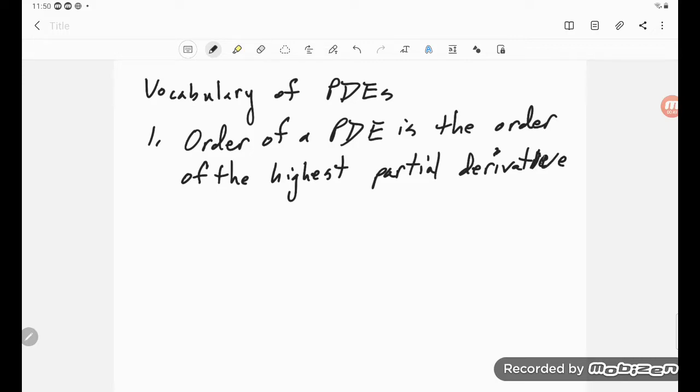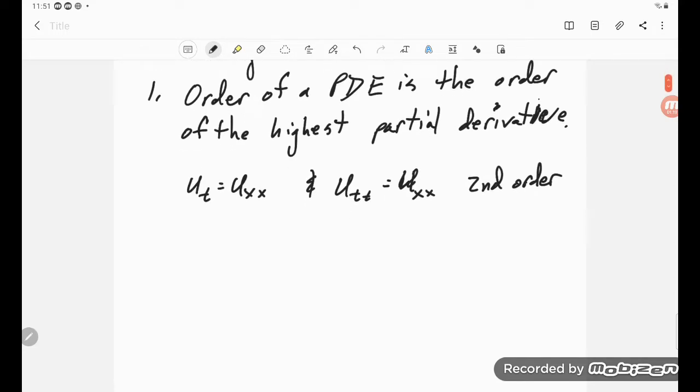So if you look at the heat equation or the wave equation, we have those. Those are both second order because our highest derivative has two partials there, either xx here or tt or xx there.